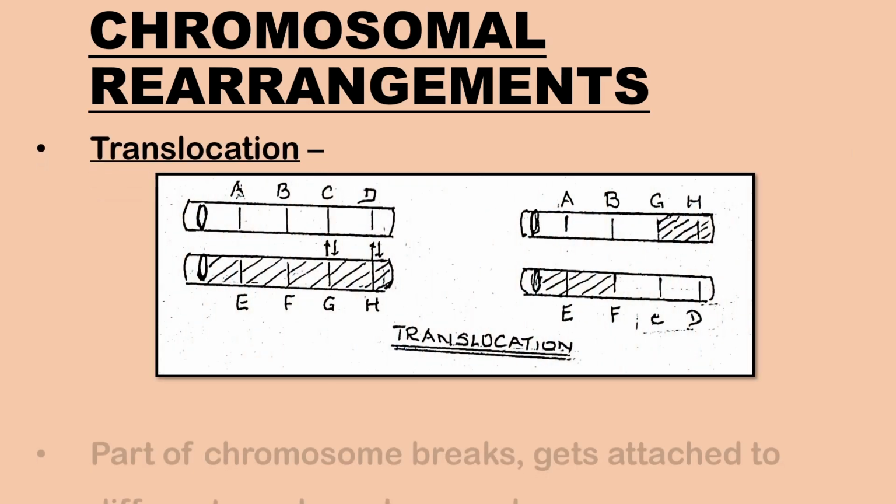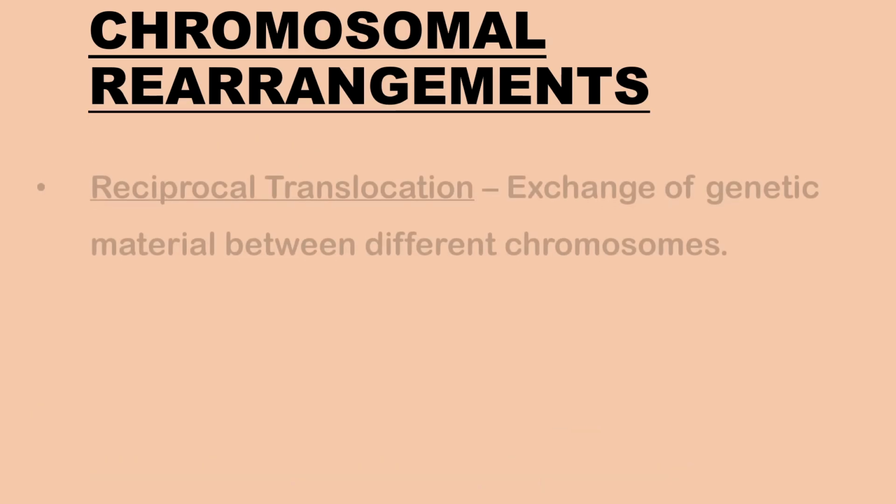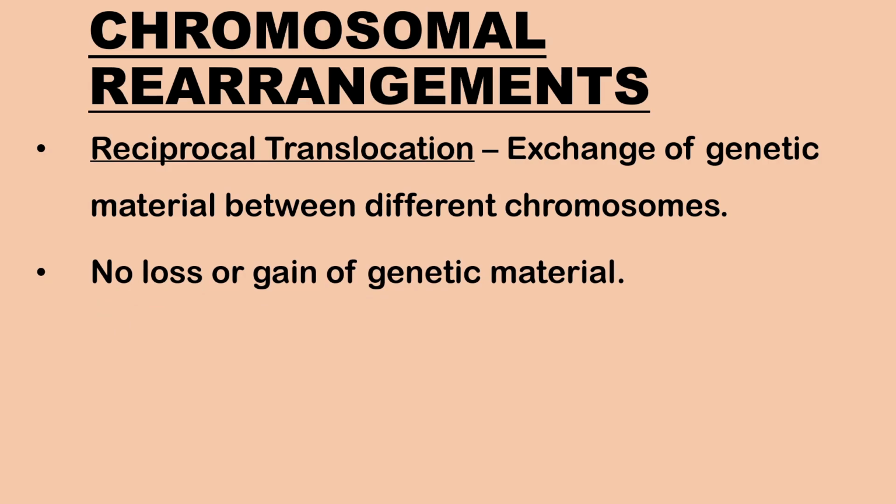Translocation occurs during meiosis when a segment of a chromosome breaks and gets attached to a different non-homologous chromosome. Reciprocal translocation results due to exchange of genetic material of chromosome segments between two different chromosomes. There is no loss or gain of genetic material and therefore the individual retains a normal phenotype.